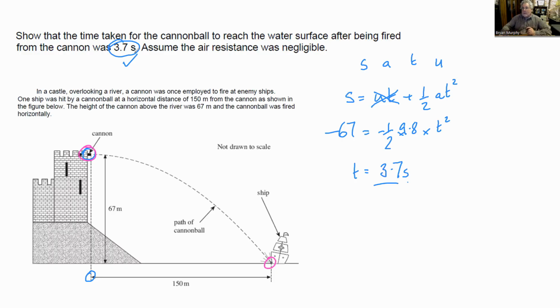Done it. So now we know it takes 3.7 seconds to hit the ground, the blue one. It also takes 3.7 seconds for the pink one to go from the top of the castle to almost hitting the ship. Nobody got hurt. So let's have a look at the next question.